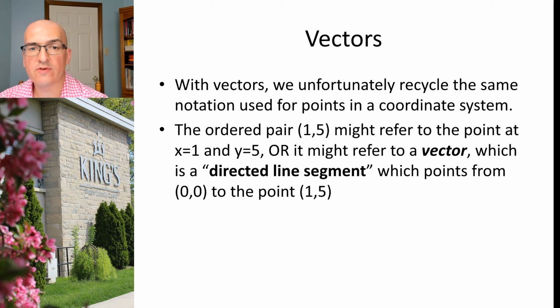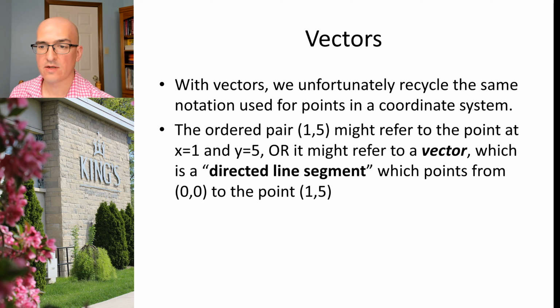Now, what is a vector and how is it different from a point? A vector has more in common with a line than it does with a point. It's called a directed line segment. It's a piece of a line. The beginning of that piece is always at the origin, at the point 0, 0 in 2D or 0, 0, 0 in 3D. The end of that line segment is at the coordinates indicated. So 1, 5 would mean the vector object ends at that point.